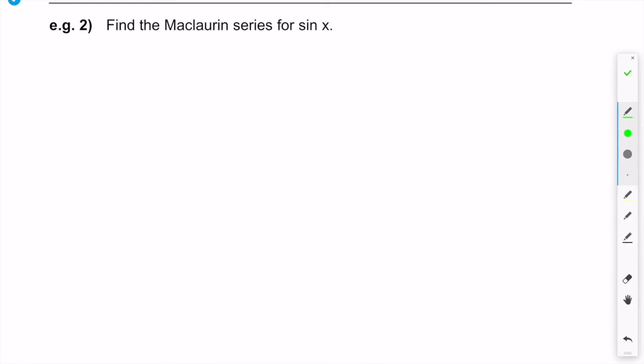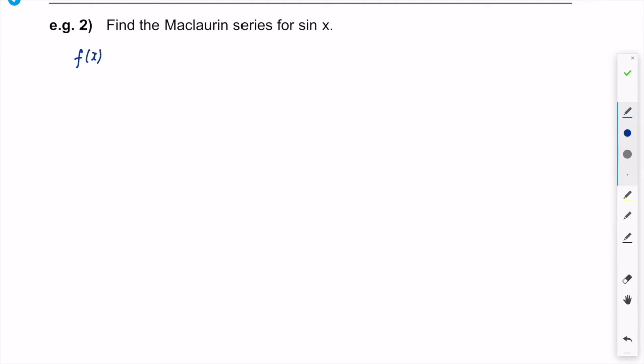So now let's take a look at example 2, where we're going to find the Maclaurin series for sine x. Make sure you refer to that formula shown in the box on the page. I'm just going to use my formula booklet here. We know that in order to find the Maclaurin series of sine, I need to evaluate f of 0, f prime of 0, f double prime. I need to generate a pattern. So let's start with that.